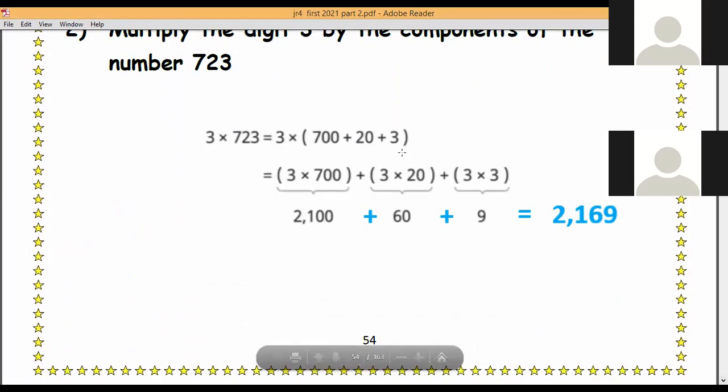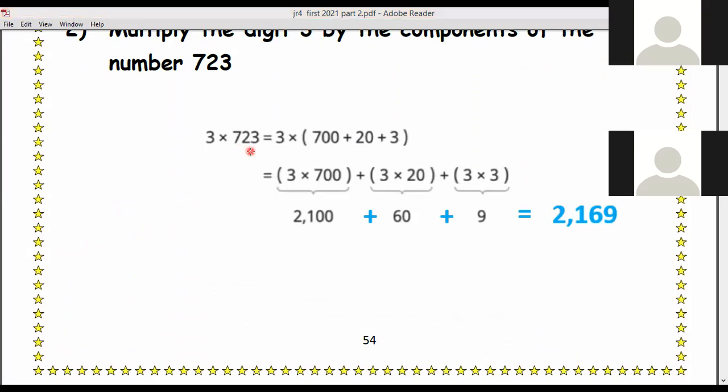Here I have 3 times 723. I want to solve this one. It's the same way as we took before. I'm gonna decompose 723, so it will be ones, tens, and hundreds. 3 in ones equals 3, and 2 in tens equals 20, and 7 in hundreds equals 700. And after I make this decomposition, what should I do?